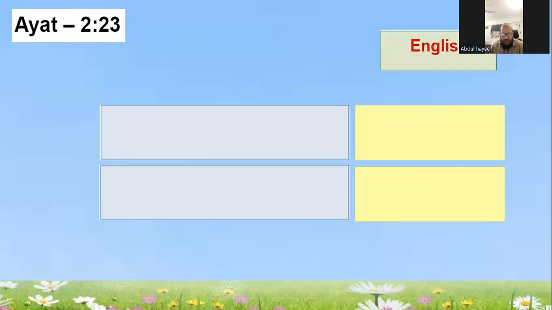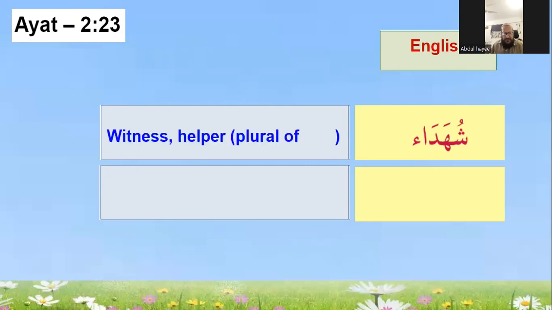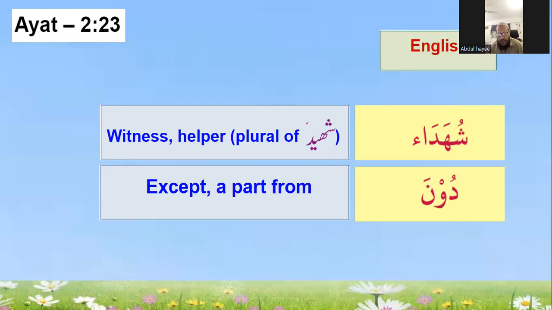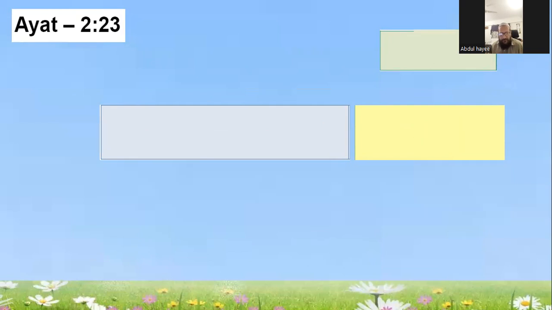Let's go for the translation of the new words. Shuhada is a new word. When we look into the dictionary, we find witnesses or helpers. It's a plural of shahidun. Shahidun is singular, plural is shuhada. The next word which we saw was duna. Duna means except, apart from.